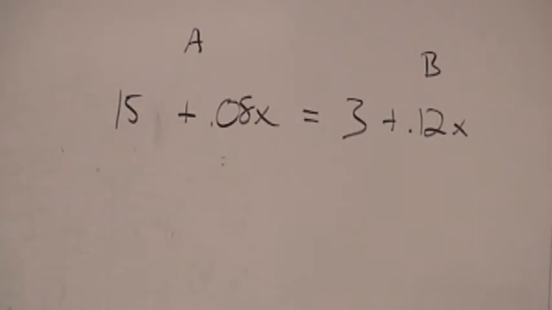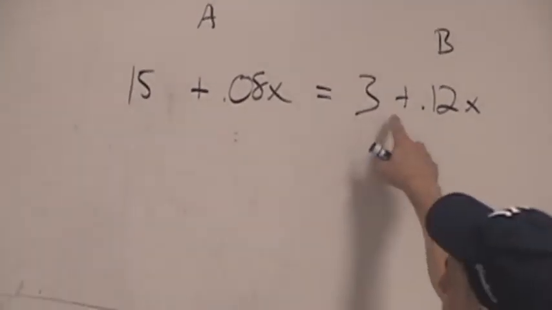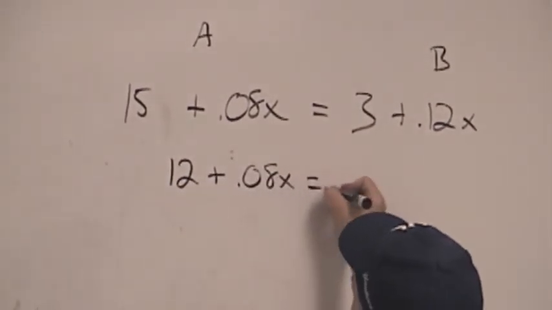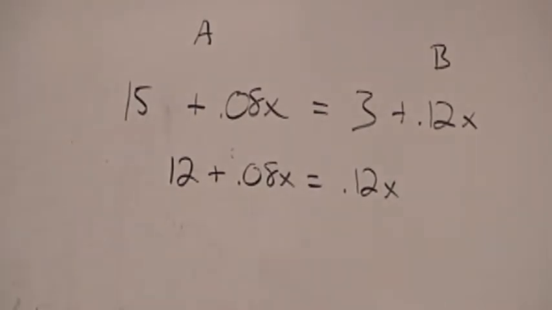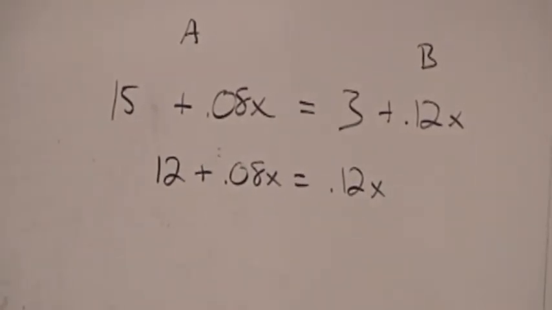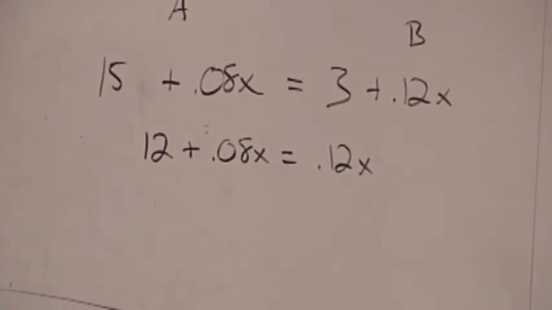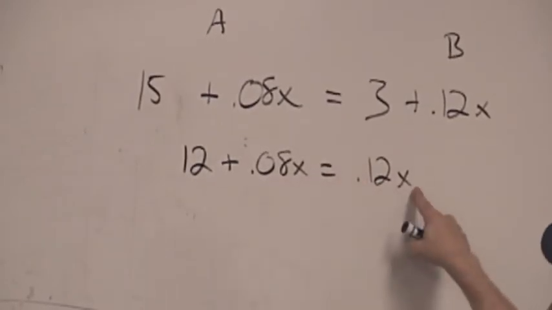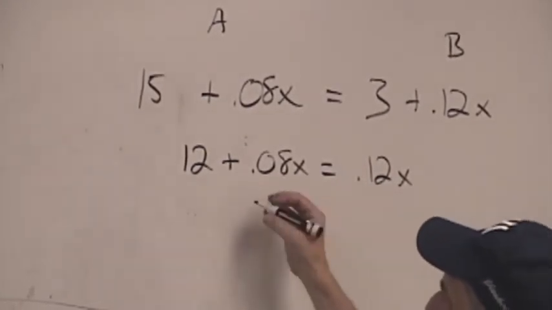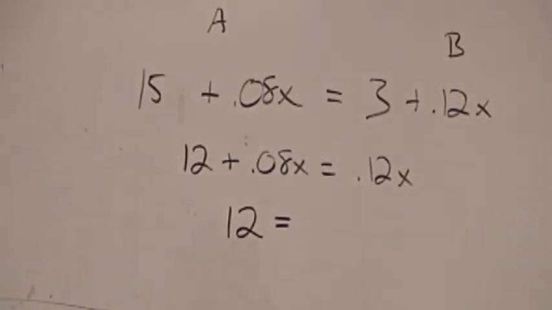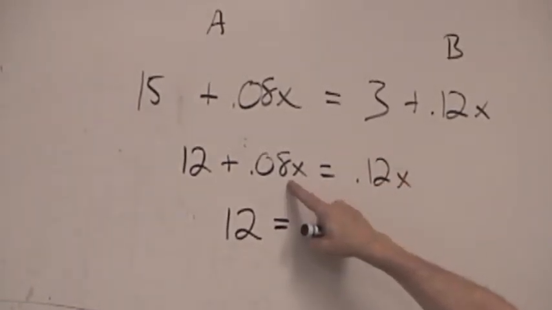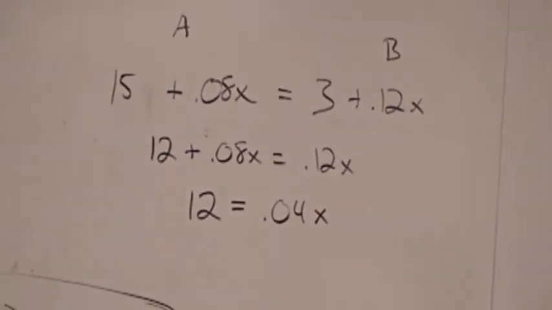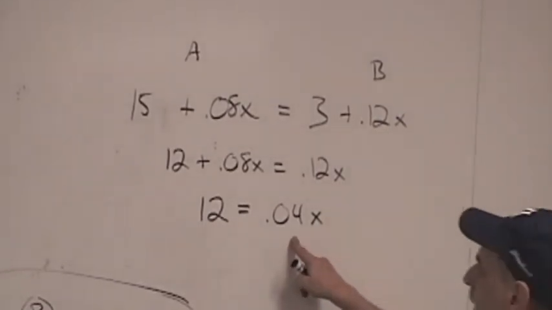So now all we're doing is solving that equation. Let's subtract 3 from both sides first. And then we want to gather the x's. Just sometimes it's easier to keep them positive. So let's bring the 0.08x to the other side, subtracting 0.08x from both sides. So if I subtract 0.08x from this side of the equation, just left with 12. 0.12x minus 0.08x leaves us with 0.04x. And now we just divide both sides by the 0.04.